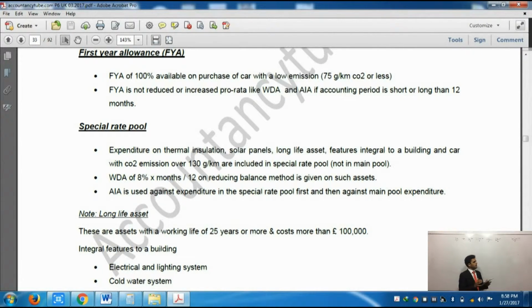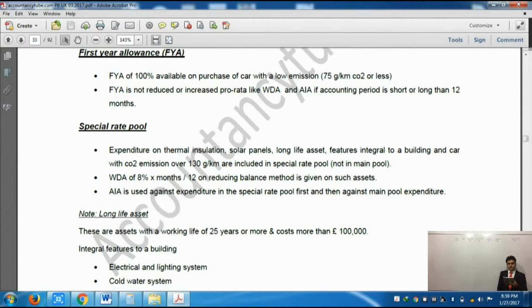Now 100% first year allowance, what is this? Although its name is allowance here, all of them are allowances. So allowances simply means capital allowance, right? So it is a type of capital allowance. When it says first year allowance of 100%, it is available on purchase of cars with low emissions. Say for example, you have purchased a car which cost you £10,000 and which was 75 grams or less, then the whole £10,000 will be capital allowance under the section of first year allowance.